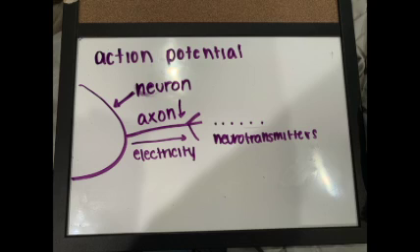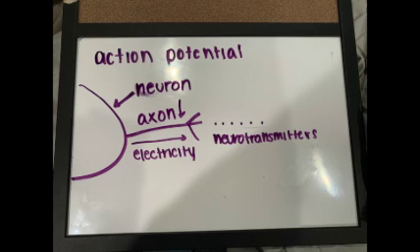Action potential occurs when the neuron transmits an electrical charge down its axon, which then releases neurotransmitters. The release of neurotransmitters, as stated in the action potential, occurs when the neuron transmits an electrical charge.